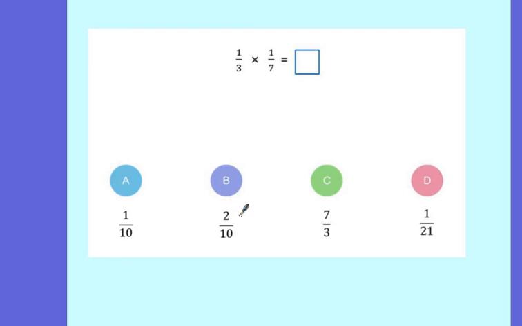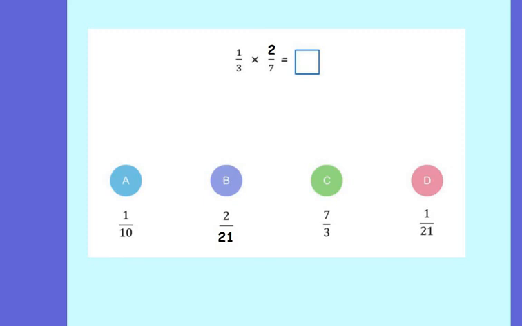Okay, Year 7, mini whiteboards. What's this one? Multiply the numerators together, multiply the denominators together. Right, let's go through it. On the top, I've got 1 times 1, which gives me 1. On the bottom, I've got 3 times 7, which gives me 21. So the answer I was looking for is D.